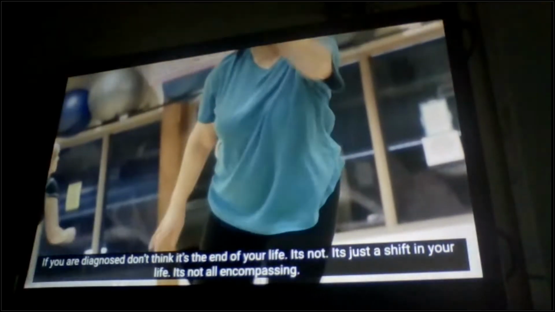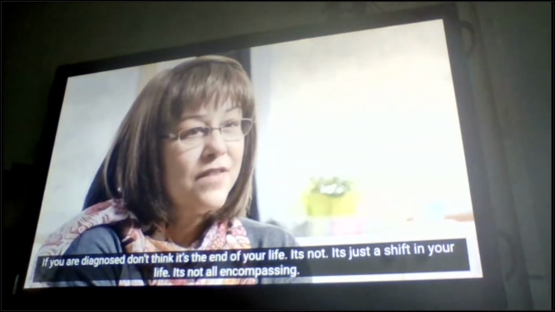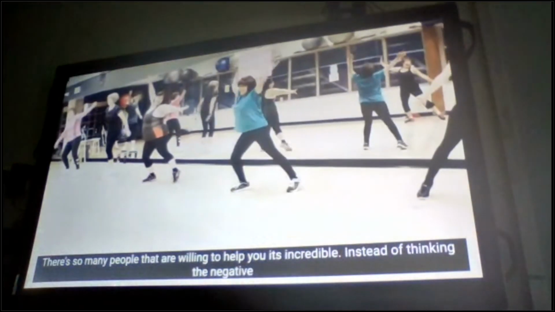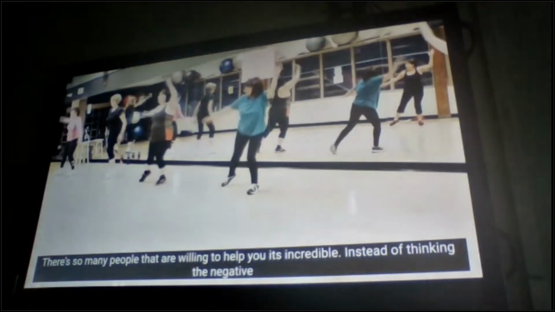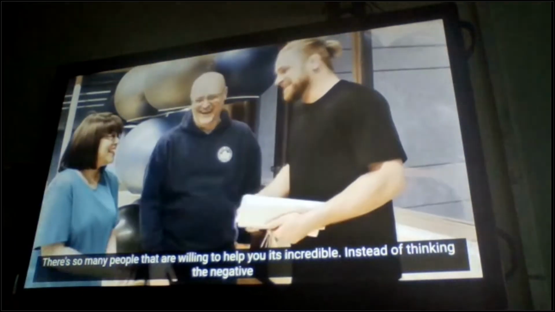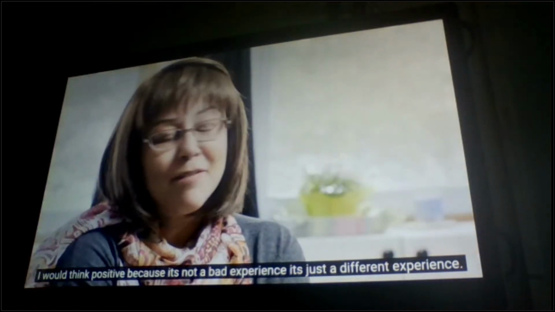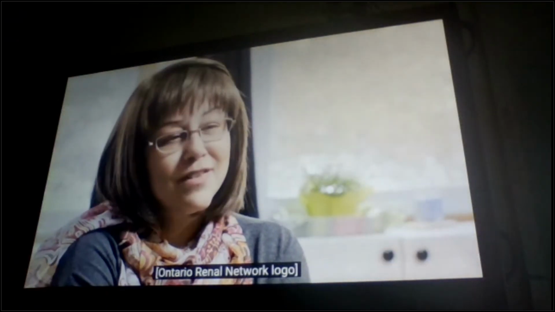If you are diagnosed, don't think it's the end of your world. It's not. It's just a shift in your life. It's not all encompassing. There's so many people along the way that will help you. It's incredible. Instead of thinking negative, I would think positive, because it's not a bad experience. It's just a different experience.